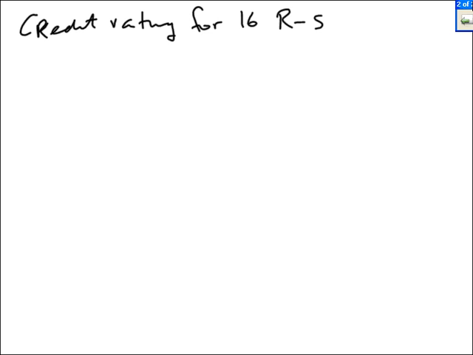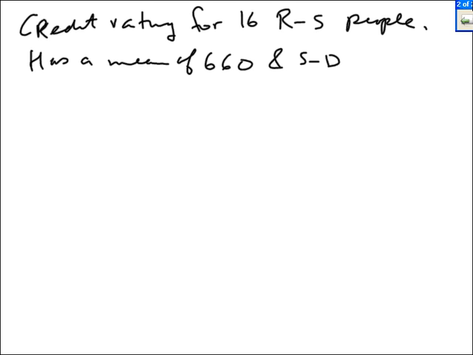So now, suppose that we have the credit rating for 16 randomly selected people, and it has a mean of 660 and a standard deviation of, say, 95 points.